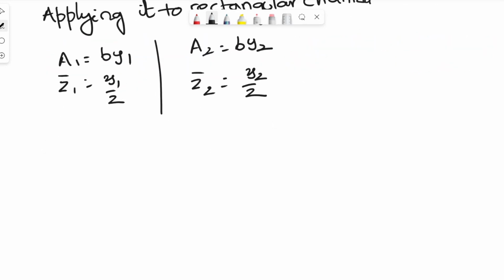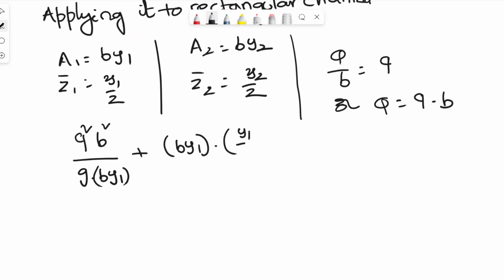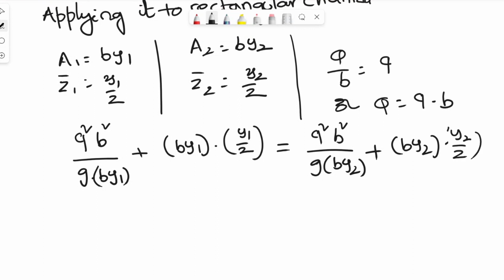Now if I apply the same thing, one more point you can remember: Q by B is equal to small q, or Q is equal to small q into B. So I will use these equations. If I use it, the Q square I can write as small q square B square divided by g into B Y1, plus A1 which is B Y1 into Z1 bar which is Y1 by 2, is equal to q square B square by g into B Y2 plus A2 which is B Y2 into Y2 by 2, right?